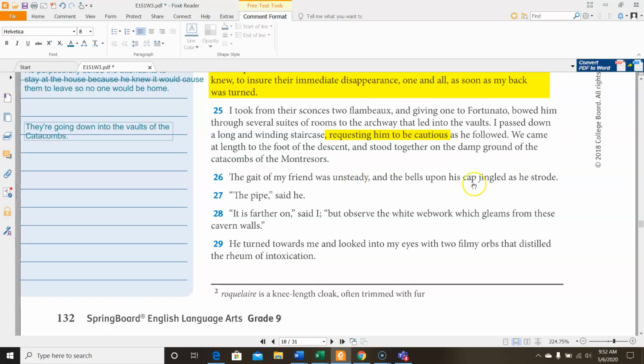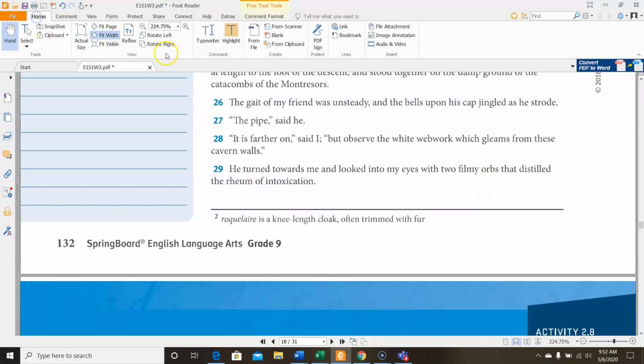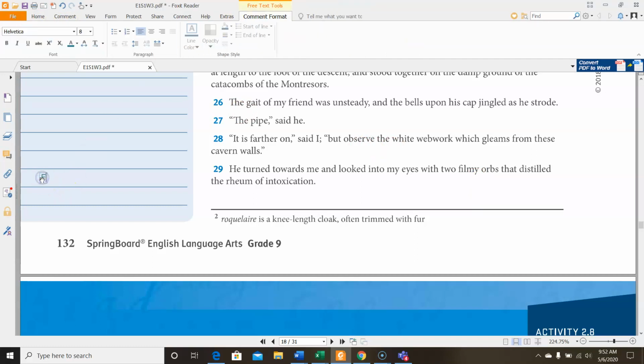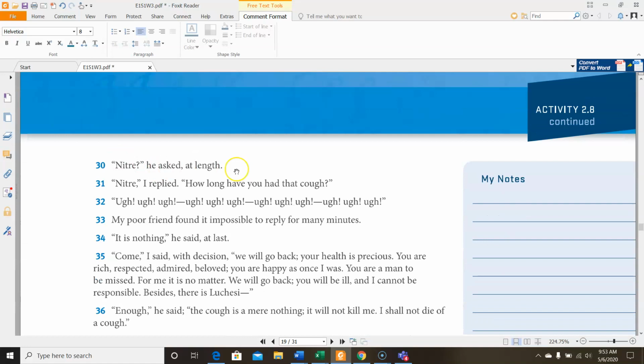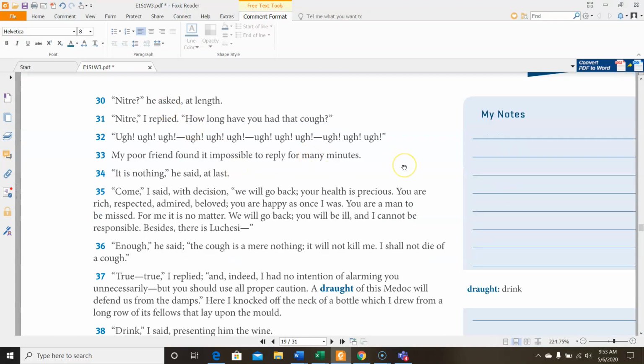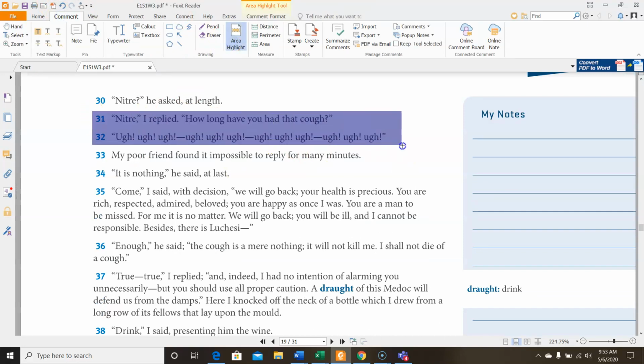The gait of my friend was unsteady, and the bells upon his cap jingled as he strode. "The pipe," said he. "It is farther on," said I, "but observe the white webwork which gleams from these cavern walls." He turned toward me and looked into my eyes with two filmy orbs that distilled the rheum of intoxication. Basically, Fortunato is drunk. "Nitre?" he asked at length. "Nitre," I replied. "How long have you had that cough?" So that's kind of ironic too, because he hadn't actually been coughing until here.